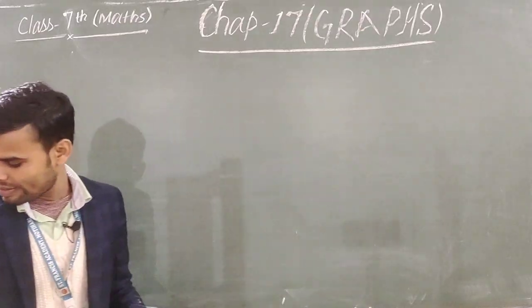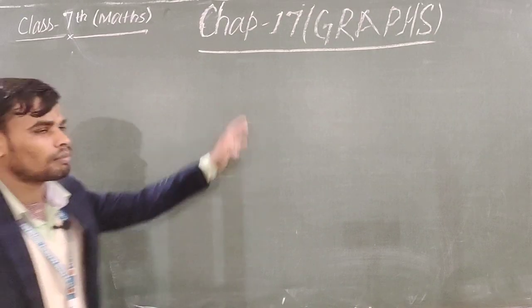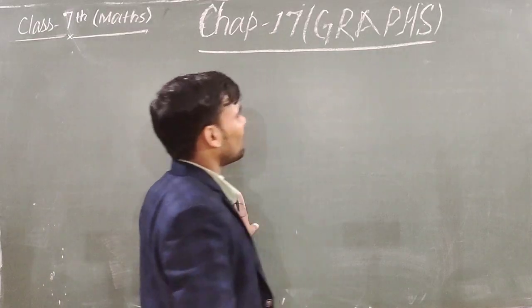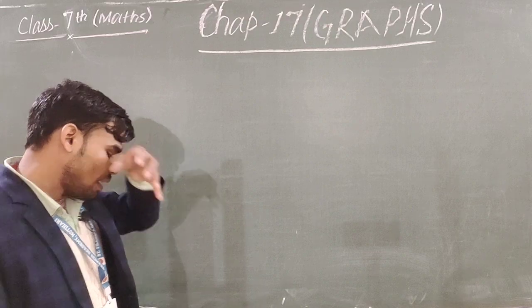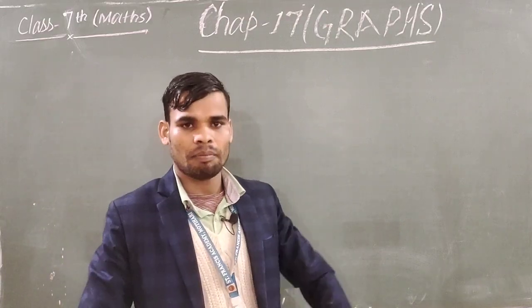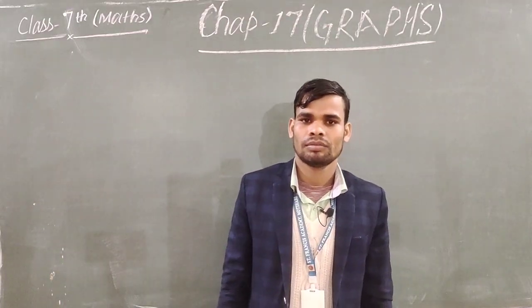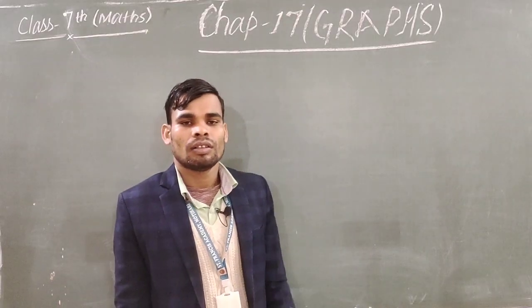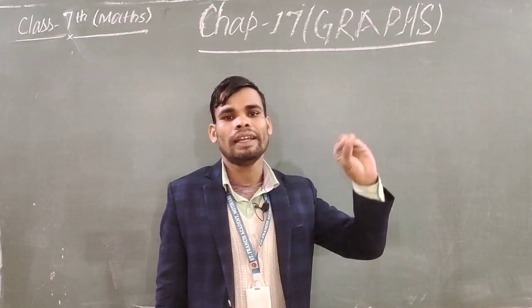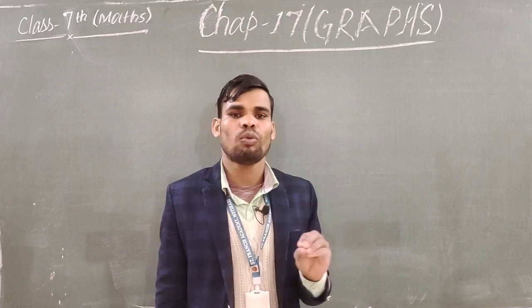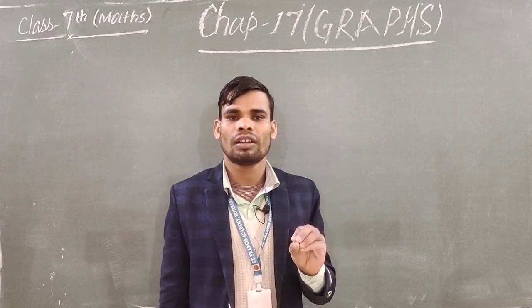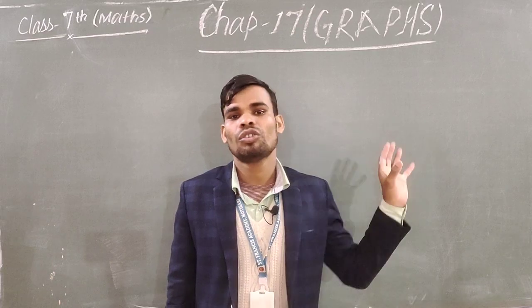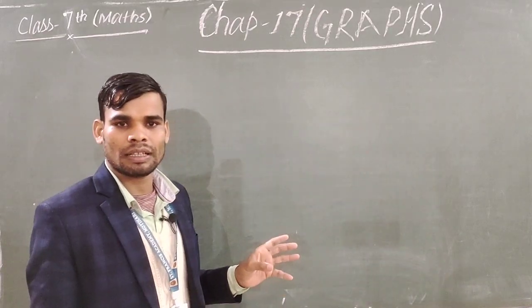Graph. It's a very interesting chapter. Chapter 17. So for understanding graph, firstly let me explain what is a Cartesian plane. The plane in which we represent a point taken in systematic order is known as Cartesian plane.